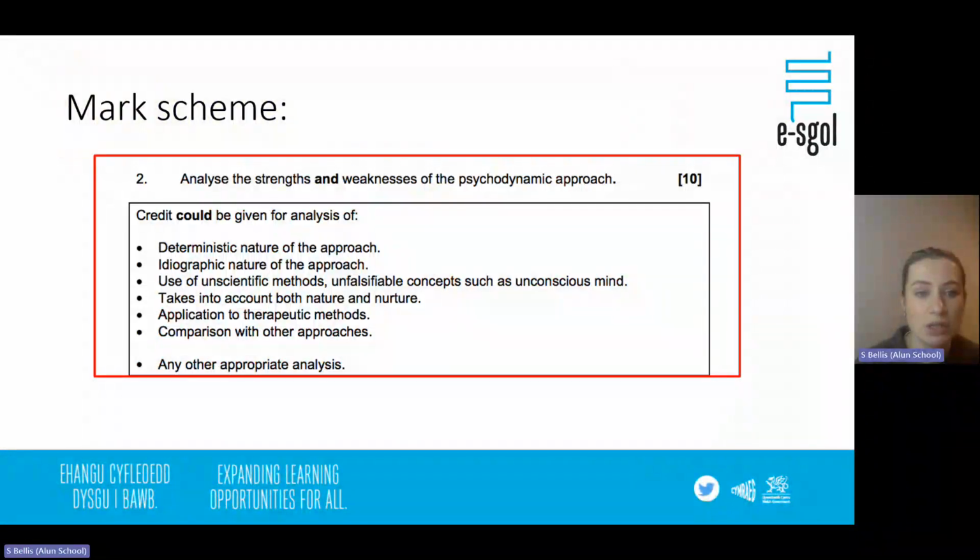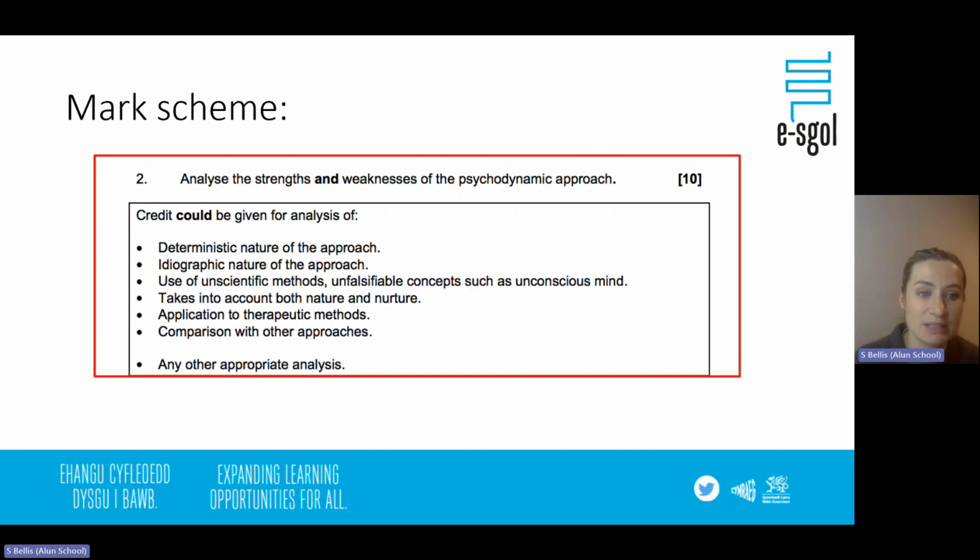Okay, let's have a look at the mark scheme. The question on the mark scheme here is: analyse the strengths and weaknesses of the psychodynamic approach. I'm very aware that I haven't spoken to you about the psychodynamic approach, but I just want you to be aware of how the mark scheme looks to an examiner and the terminology that they use within the bullet points.